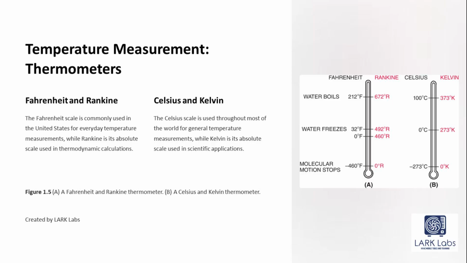The Fahrenheit scale is prevalent in the United States for everyday temperature measurements, while Rankine is used in thermodynamic calculations. Celsius and Kelvin are widely used in scientific applications, with Kelvin being the absolute scale for scientific precision.